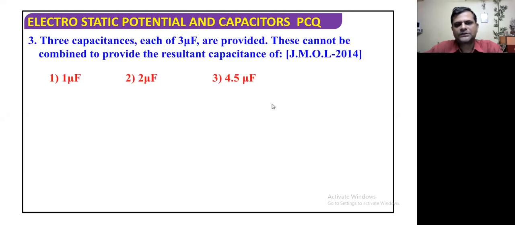3 capacitances each of 3 microfarad are provided. These cannot be combined to provide the resultant capacitance of. Okay, we have 3 capacitors of 3 microfarad. So if suppose we connect 2 of them, or all three of them, in parallel, then 3 + 3 + 3, we can get 9 as the effective capacitance. Then if suppose these 3 capacitances are connected in series, then we can get 3 divided by 3, that means 1 microfarad capacitor as a result.